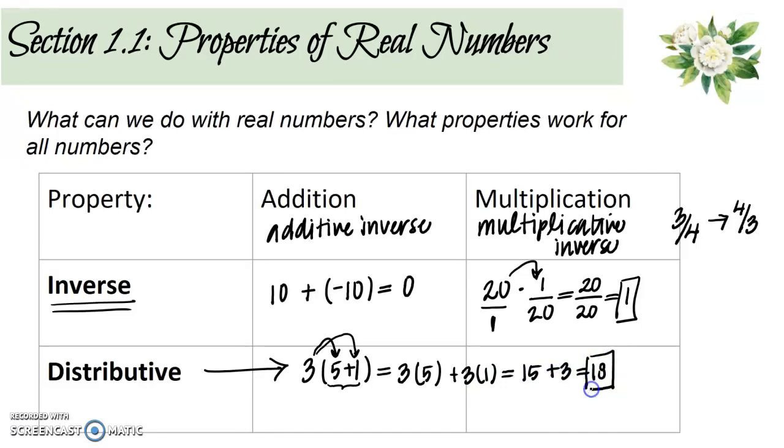So the distributive property just tells me that if I have multiplication outside of the parentheses where there's addition inside, then I can go ahead and take whatever is being multiplied outside and apply it to each of the numbers inside. So that's all that distributing is.